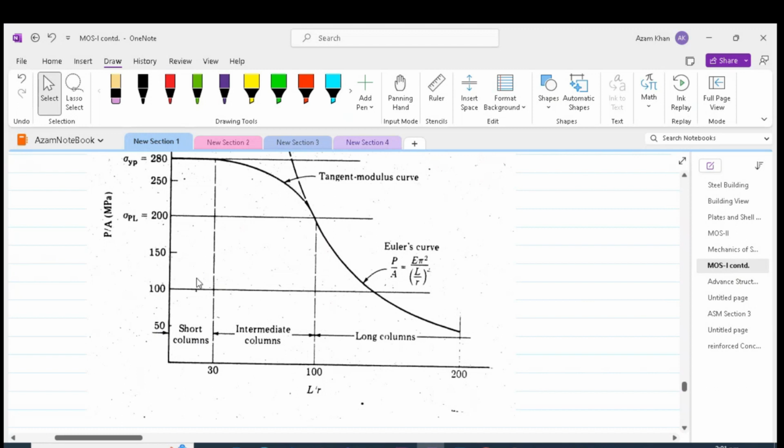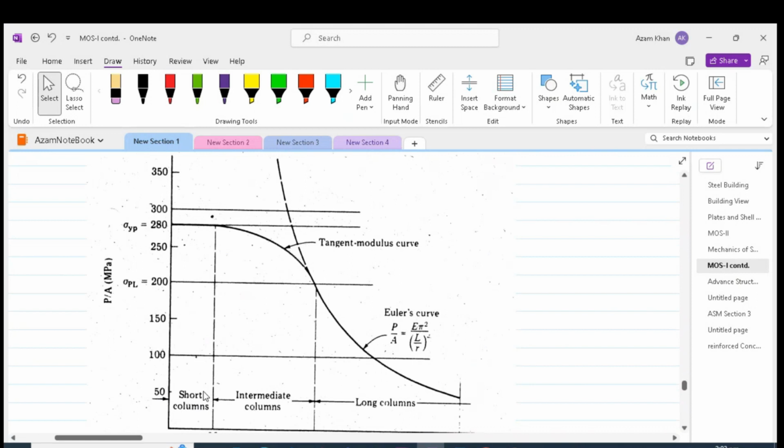Remember that short columns will crush, long columns will buckle, and intermediate columns will have both buckling and crushing on a pro rata basis. So proportionately, they would crush and they would buckle at the same time. Therefore, in the case of a short column, we can say that instead of going to the proportional limit, we can apply additional load and go to the yield point, which is around 280 megapascal for this particular reference column.